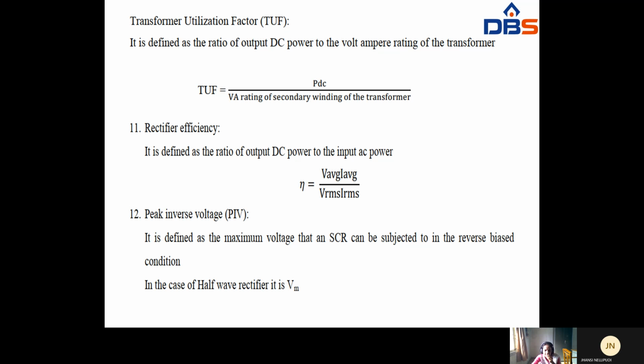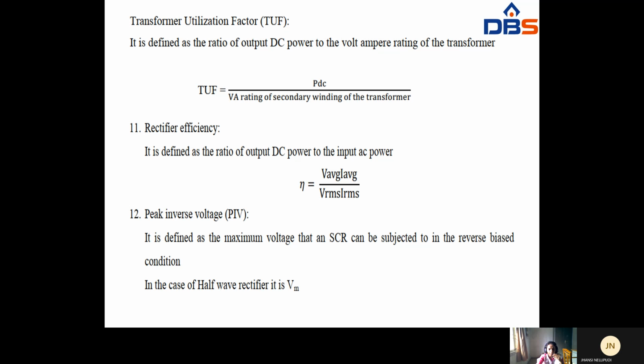And transformer utilization factor is defined as the ratio of output DC power to the volt ampere rating of the secondary winding of the transformer. Rectifier efficiency is defined as the ratio of output DC power to the input AC power. Here, output will be V average and input will be VRMS.